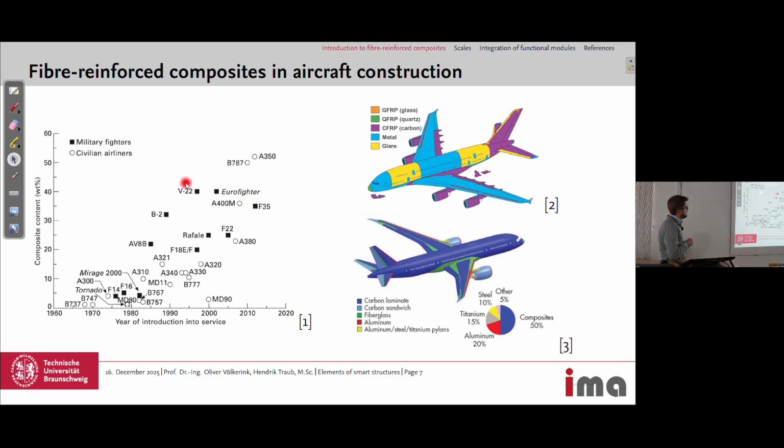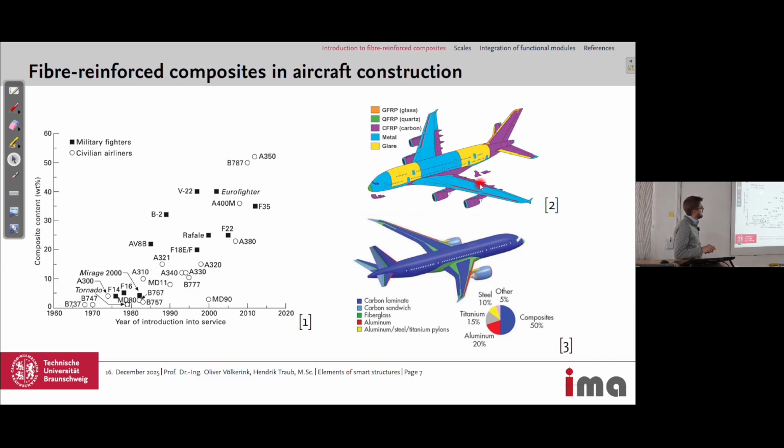And military aircraft tend to have higher composite contents since you have smaller numbers to build, and composite structures may be more expensive than metal ones, so therefore it's more affordable for military aircraft.